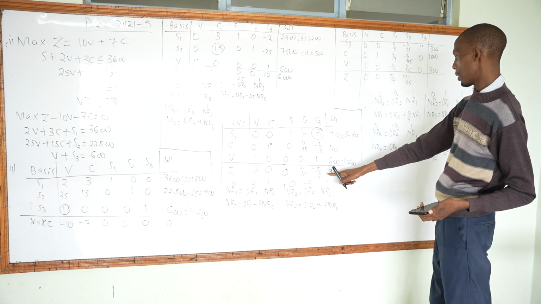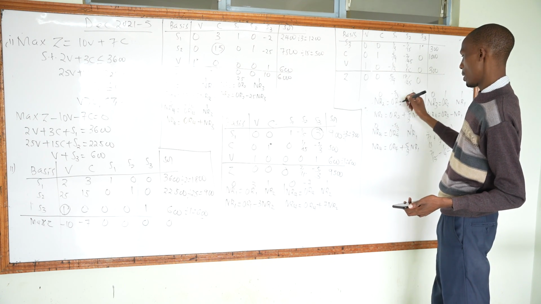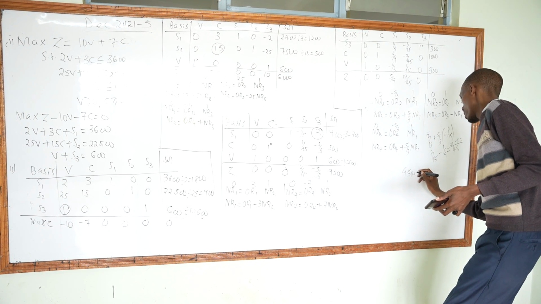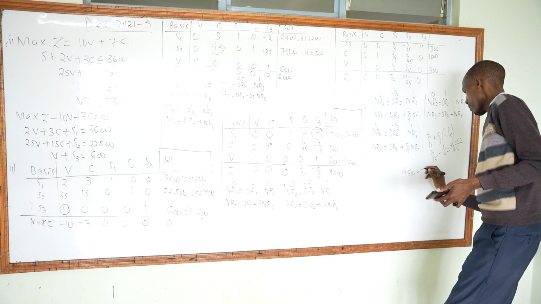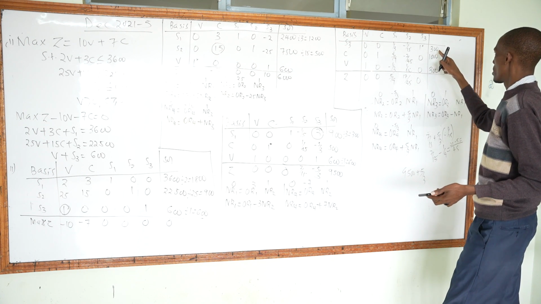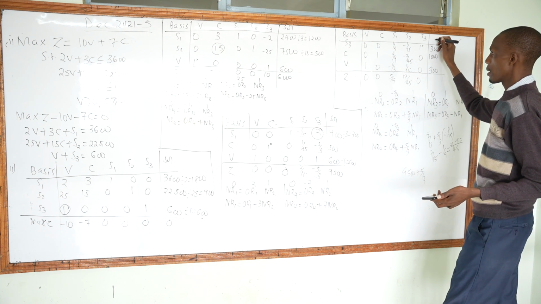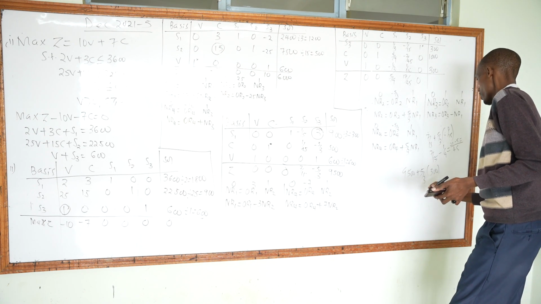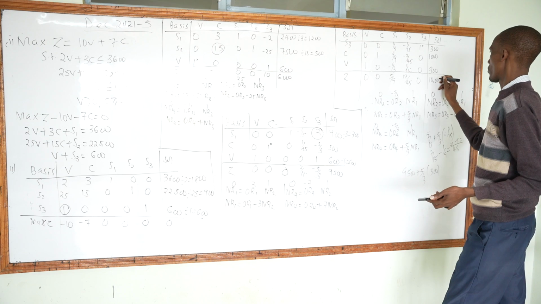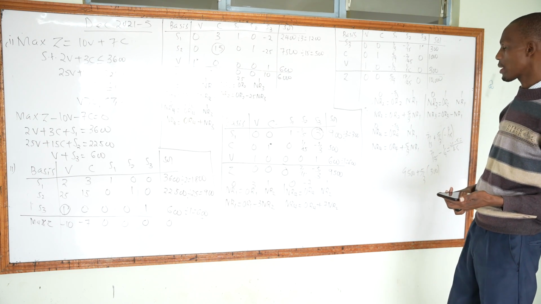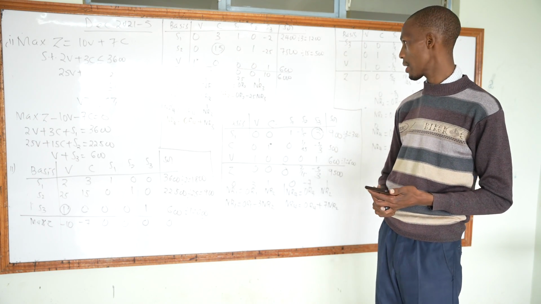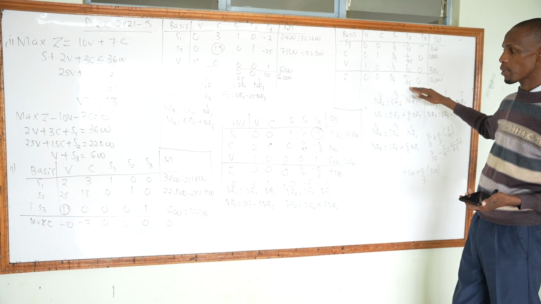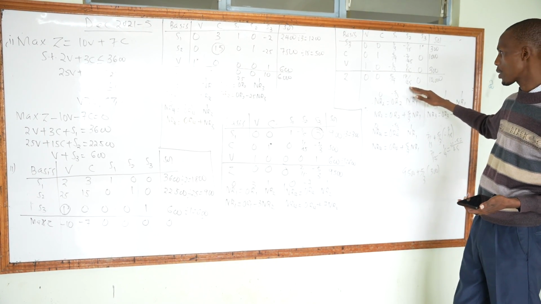Last time, this one will be 0. Then 9500 plus 5 over 3 in bracket. This was 300. Remember, this is the solution. You get 10,000. Have we reached the optimum? Yes or no? I will say yes, because all the values in the bottom row qualify to be positive. So this is the farthest we can go.